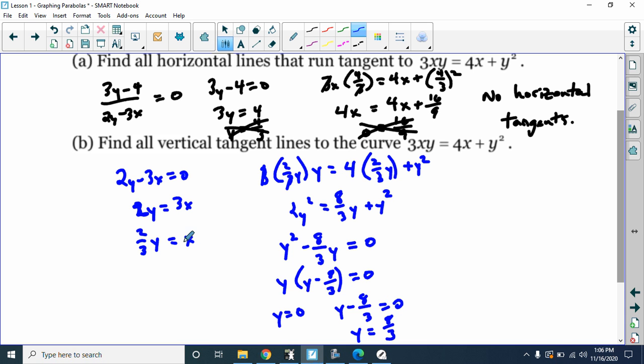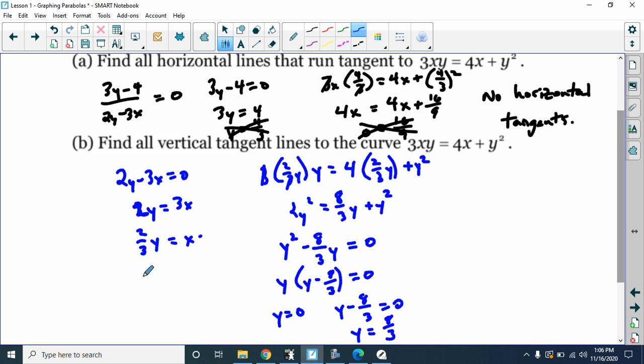We set the bottom of the slope equal to 0. We substituted it back into the original equation. Vertical tangent lines are written x equals, and I have the y values of those points. To get the x values of those points, we're just going to go straight back to this equation right here and plug in those y values.